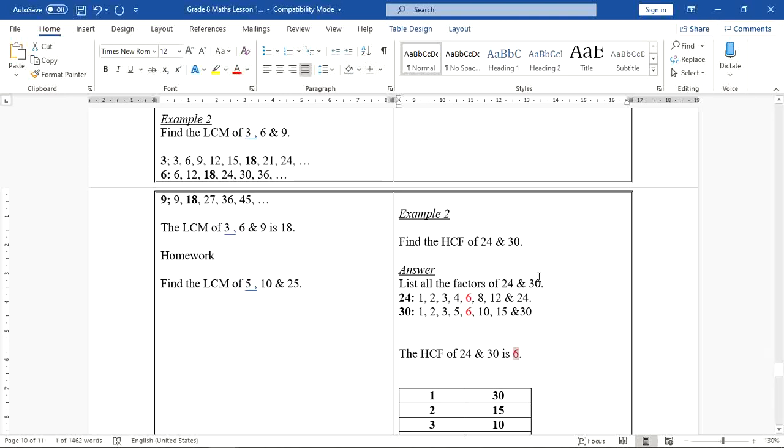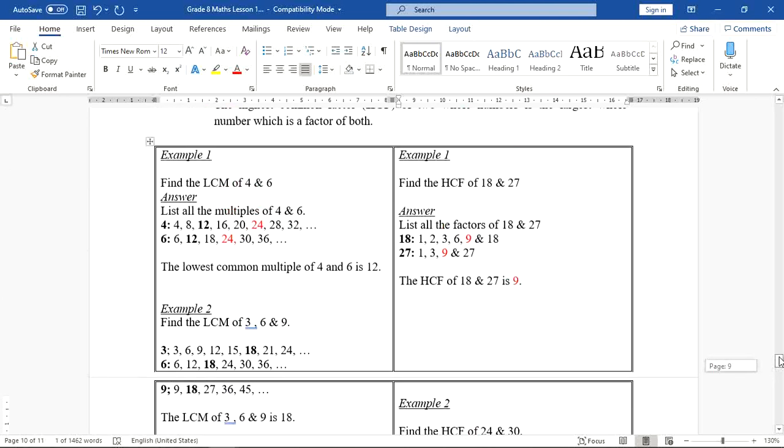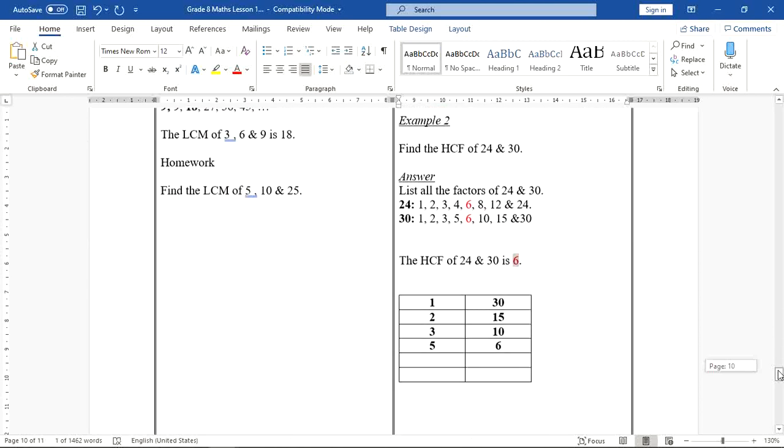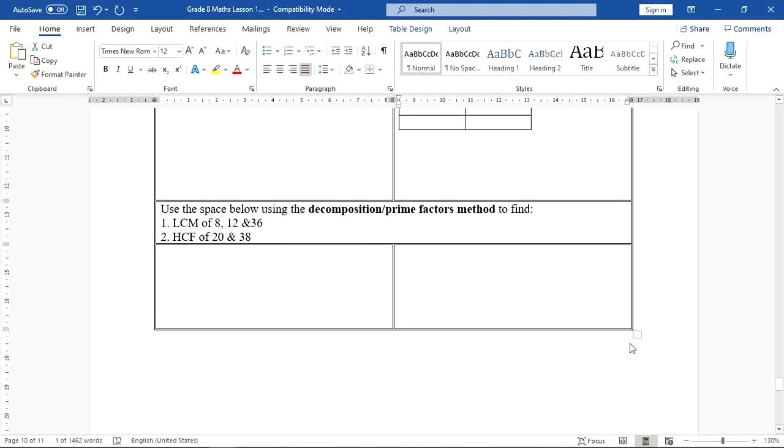All right. So in the next video, I am going to show you how to use the decomposition method. So this was the method of listing the factors. For your homework, I want you to find the highest common factor of 20 and 38. So that's your homework. 20 and 38.